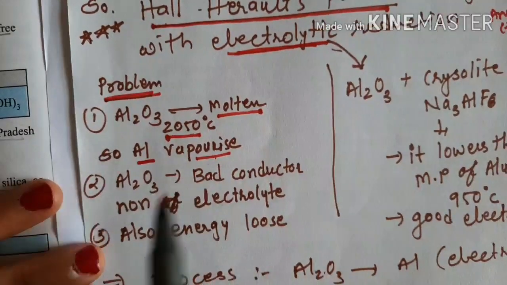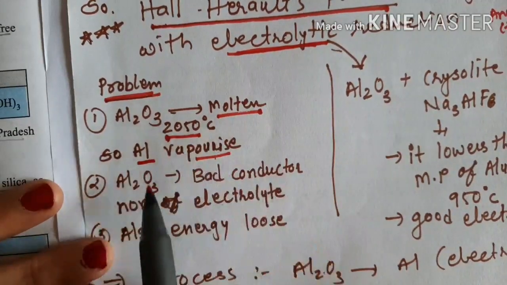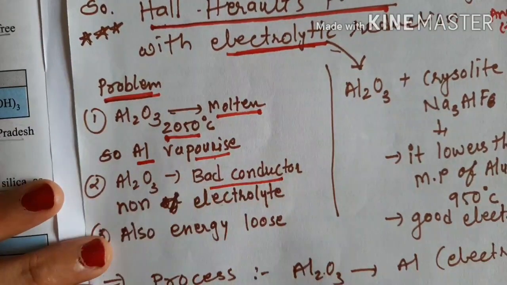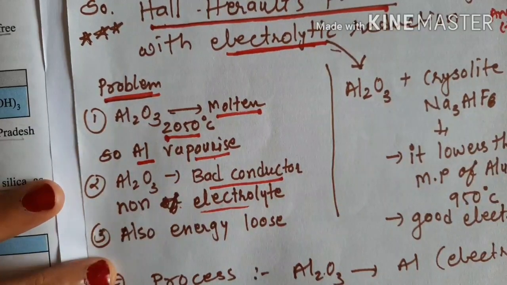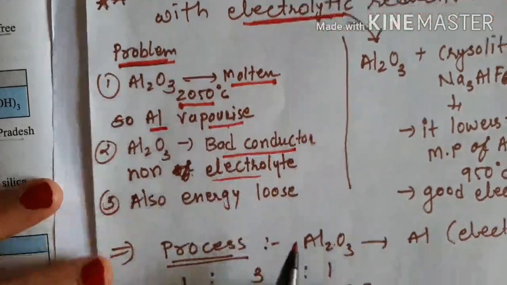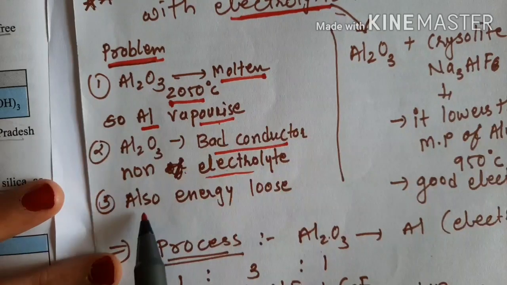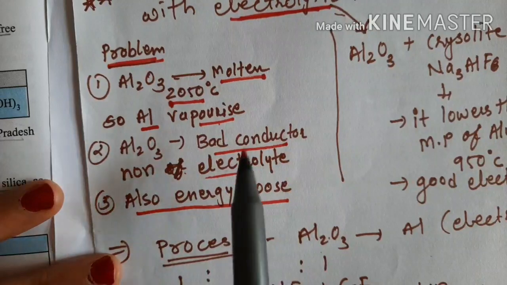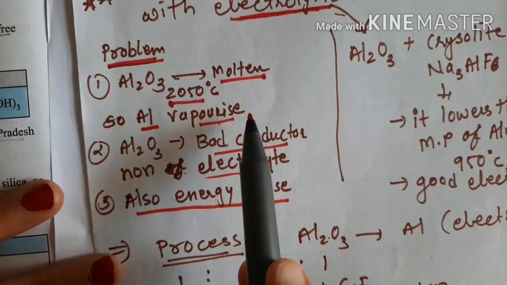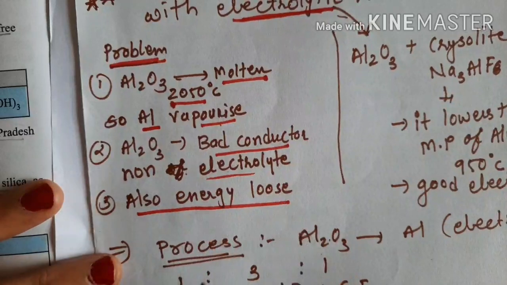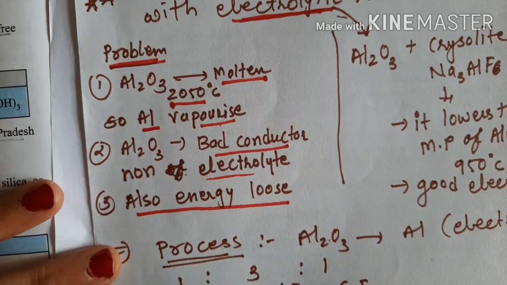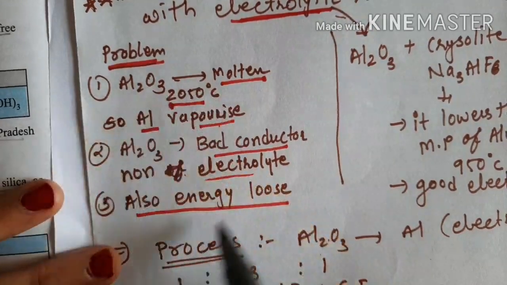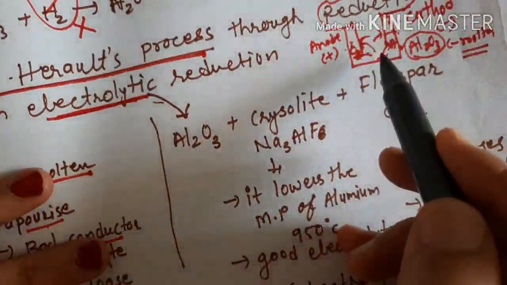And the molten state is a bad conductor of electricity, or we can say a non-electrolyte. Also, we lose very high energy, because some of the aluminum vaporizes, and very little aluminum is present in the molten state, and that molten state is a bad conductor of electricity. Okay, so these problems arise if we do it like this.